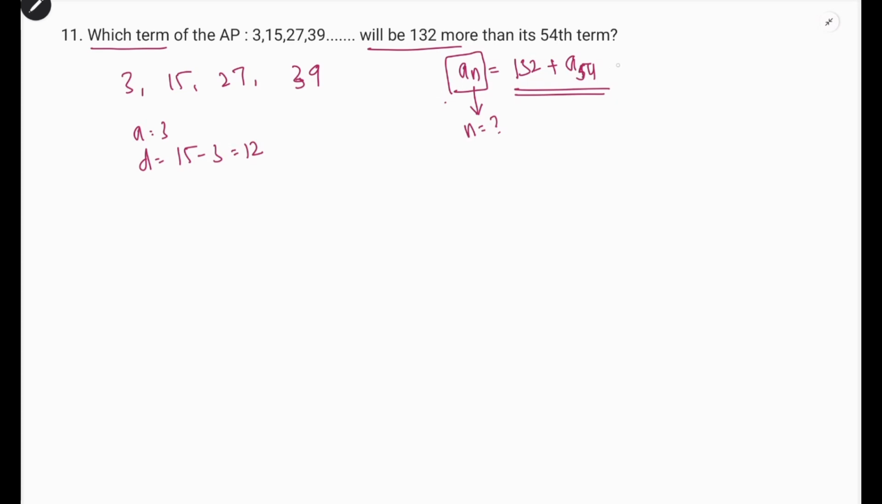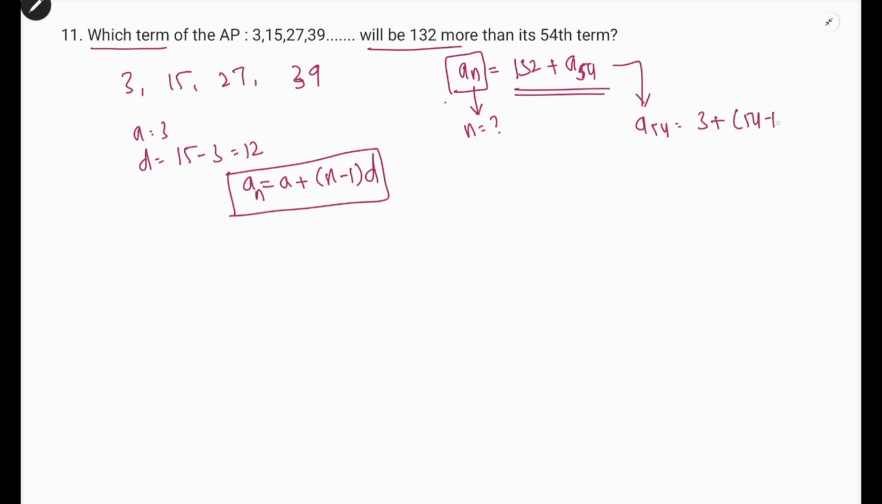So here, A54 is what? Okay, we will substitute the values in this equation. An is equal to a plus n minus 1 into d. Here A54 is a plus n minus 1, 54 minus 1 into 12. It is 3 plus 53 into 12.